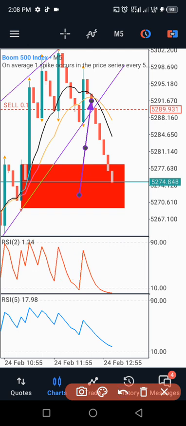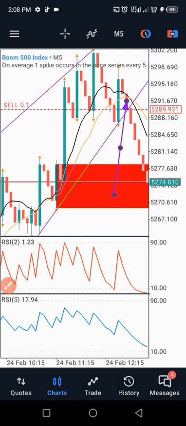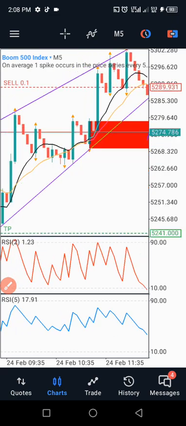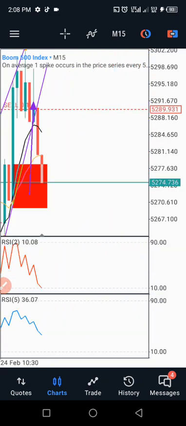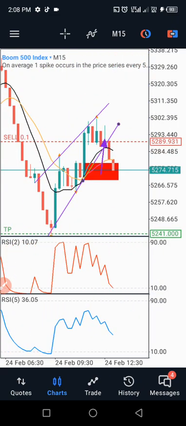Then the second condition we want to look out for is that we were able to see a trend line forming. You can see this particular trend line here, and that was why I was able to draw this first trend line. And after identifying the first trend line, we'll notice that there's also a trend line upward.